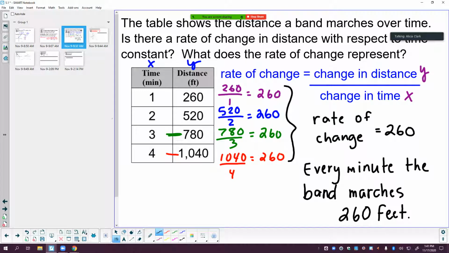Any questions about finding the rate of change? Okay, so the main thing to remember for rate of change is that it's always going to be y over x, not x over y, not like alphabetical. It's always y over x. So how are the y's compared to the x's? And it's always a fraction like that.